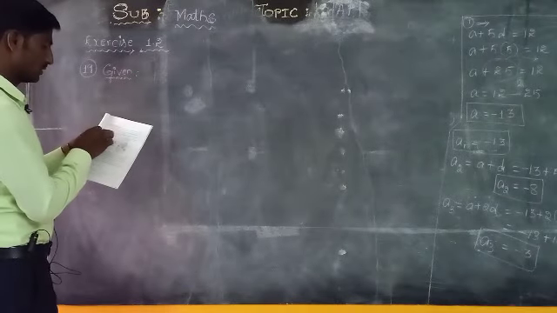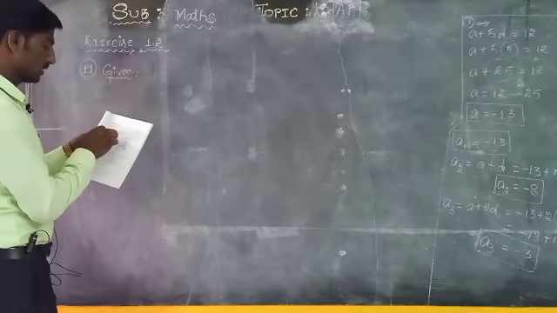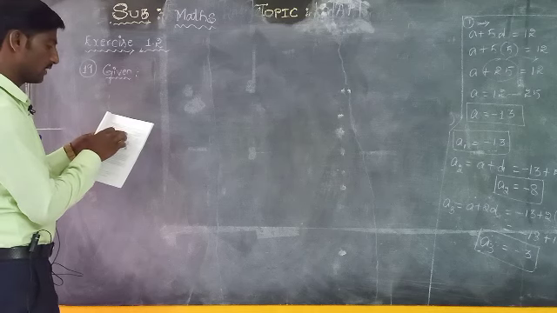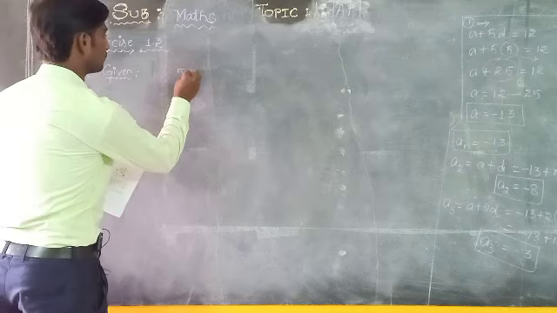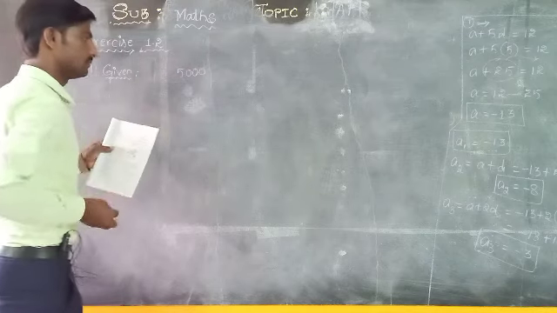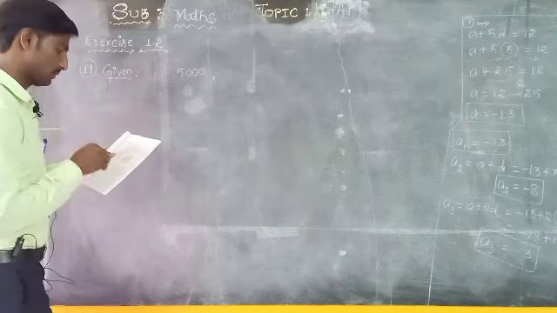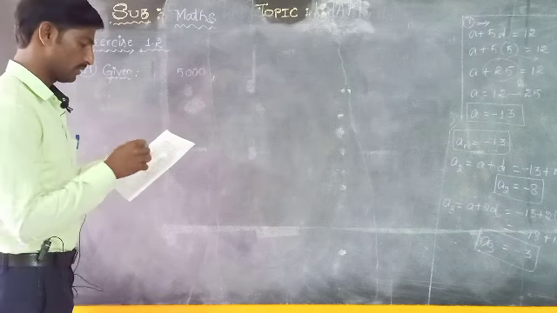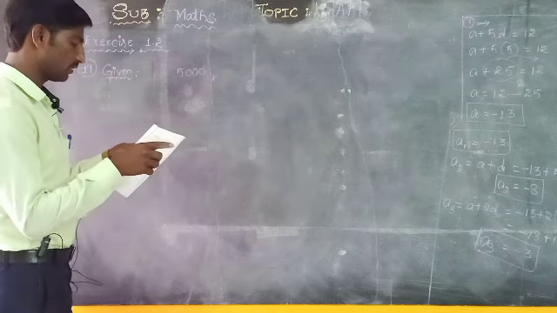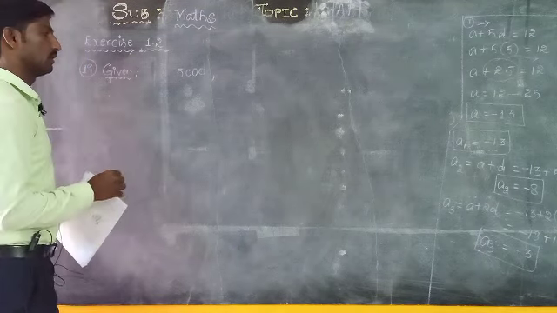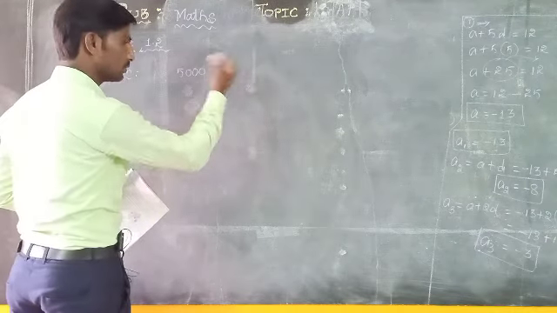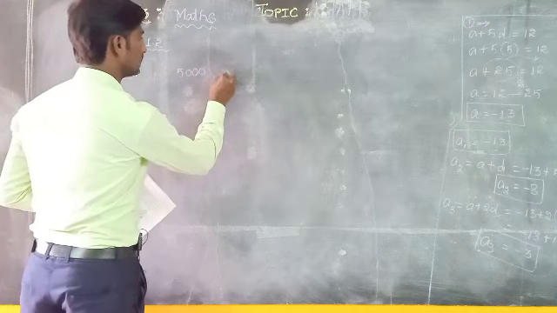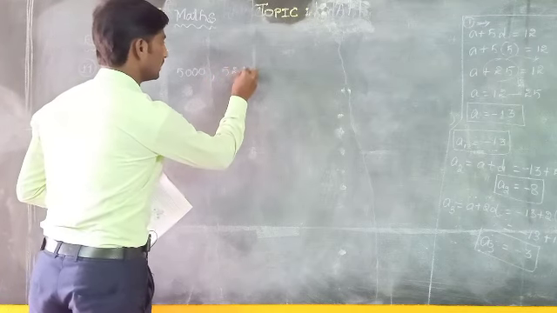Subbarao started work in 1995 at an annual salary of rupees 5,000. It is nothing but the first salary of Subbarao, 5,000. Next, he received an increment of rupees 200 each year. After 1 year, his salary is incremented, which means we add 200 rupees to it. It is nothing but 5,200.